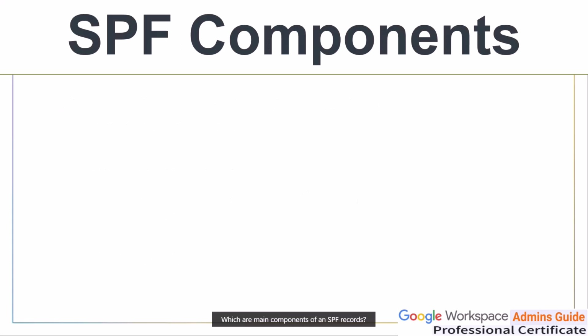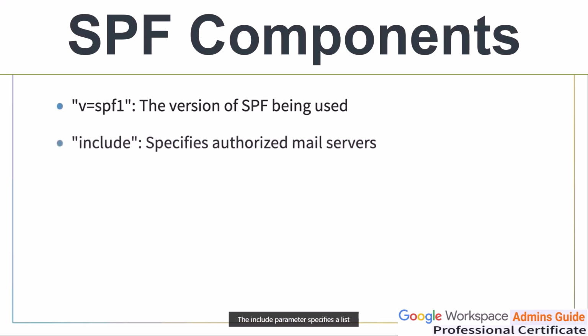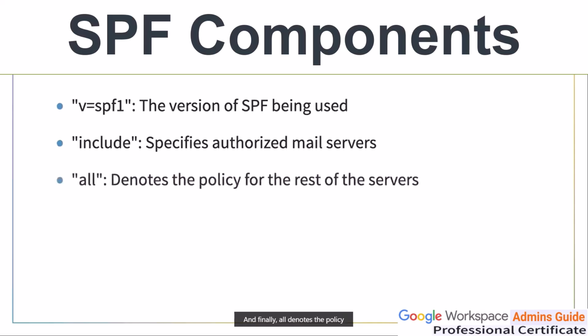Which are the main components of an SPF record? The first one is the version of SPF being used. So, for example, if an SPF or TXT record starts with v=spf1, it means that the TXT record works as an SPF record and is using version 1 of the Sender Policy Framework. The include parameter specifies a list of authorized mail servers. And finally, all denotes the policy for the rest of the servers.